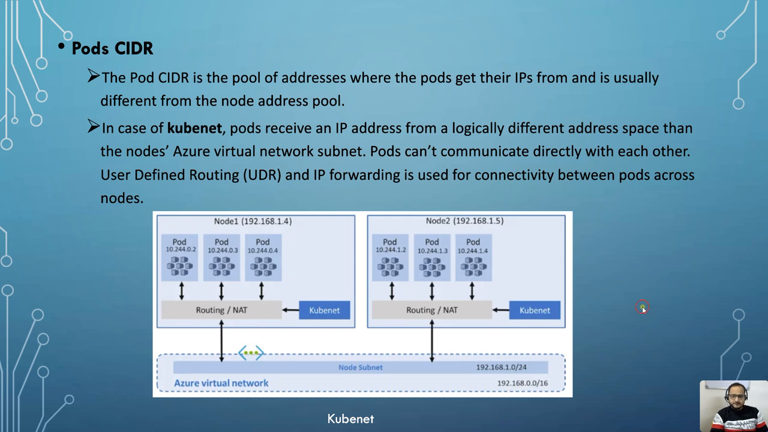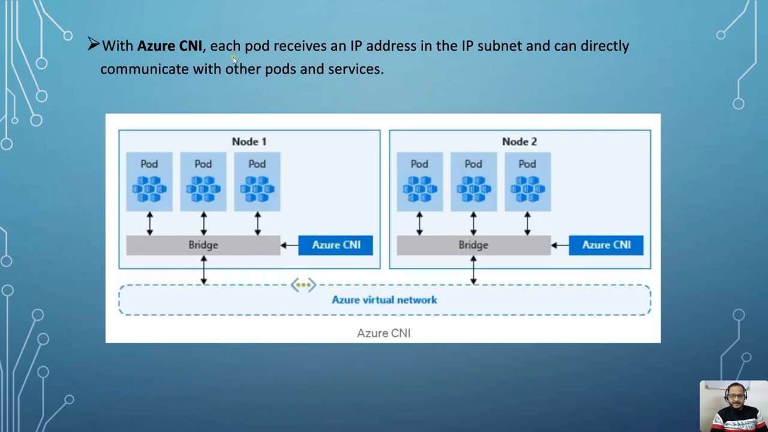Now with Azure CNI, each pod receives an IP address in the IP subnet and can directly communicate with other pods and services. If you can see here, this is the Azure virtual network. Whatever range you have defined in the Azure virtual network and subnet, the same range of IP addresses the pod receives, and the node, node 1, also receives. And there is no NAT or UDR.